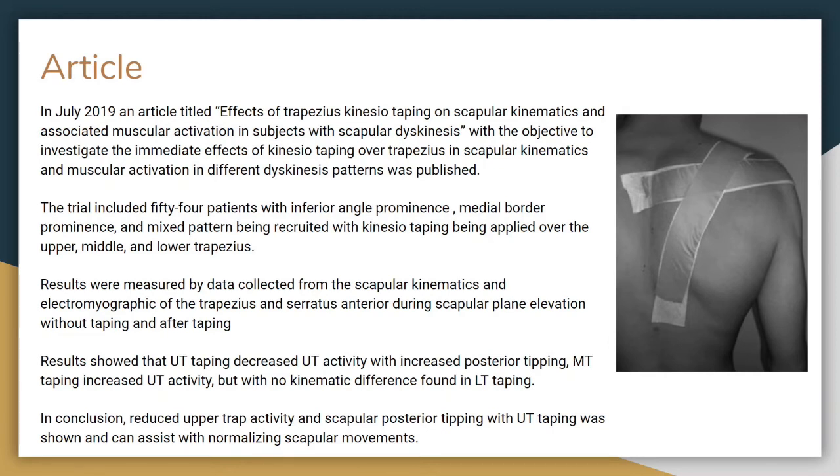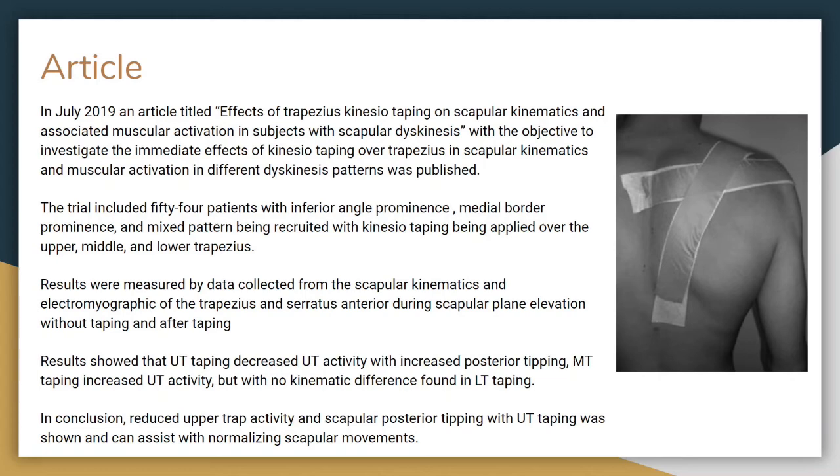Results were measured by data collection from the scapular kinematics and electromyography of the trapezius and serratus anterior during scapular plane elevation without taping and after taping. Results showed that upper trap taping decreased upper trap activity with increased posterior tipping. Middle trap taping increased upper trap activity, and no kinematic difference was found in lower trap taping. In conclusion, reduced upper trap activity and scapular posterior tipping with upper trap taping was shown and can assist with normalizing scapular movements.